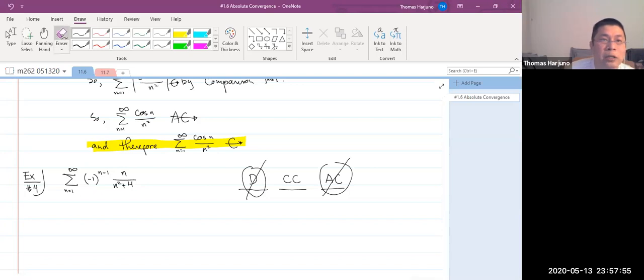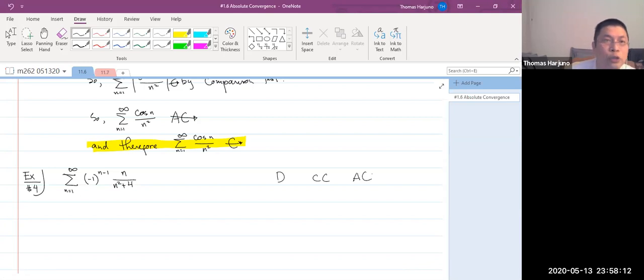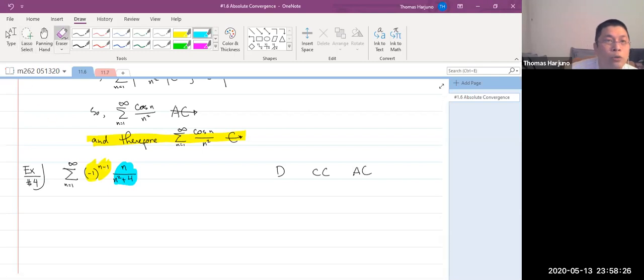Now the thing is, when we see a problem, we actually don't know whether it is divergent, absolutely convergent, or conditionally convergent. So use your instinct. For example, in this case, this is the alternator, right? And this is the positive term. This is alternating, and it's apparently going down to 0.